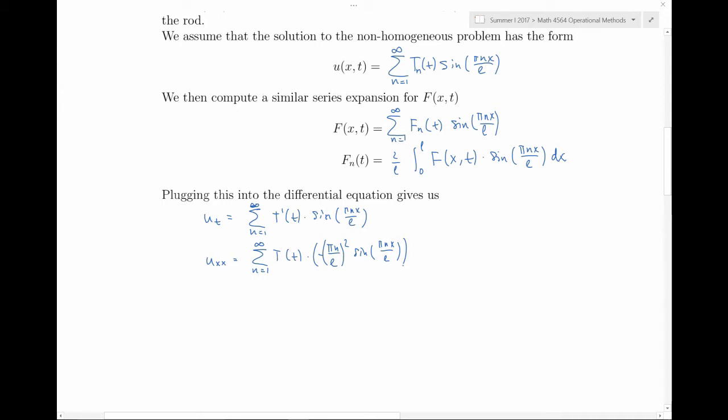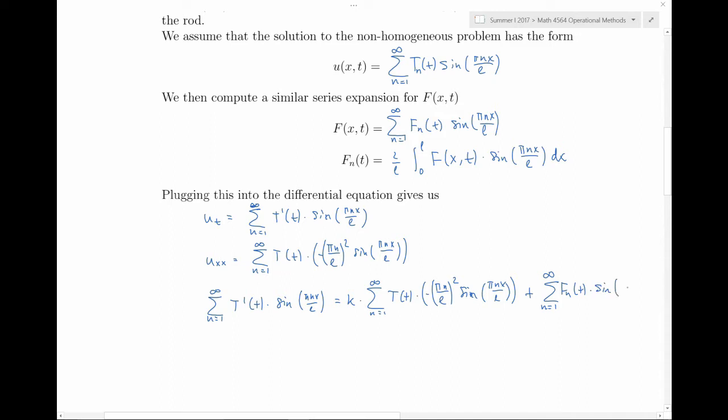Plugging this into the differential equation gives us that the sum of T_n prime of t times sine of pi n x over L, as n goes from 1 to infinity, should be equal to kappa times the sum of T_n times negative pi n over L squared times sine of pi n x over L, plus the function f of x, t, which is expressed as a sum as n goes from 1 to infinity of f_n of t times sine of pi n x over L. You can see that every single sum has pi n x over L in it as a component.